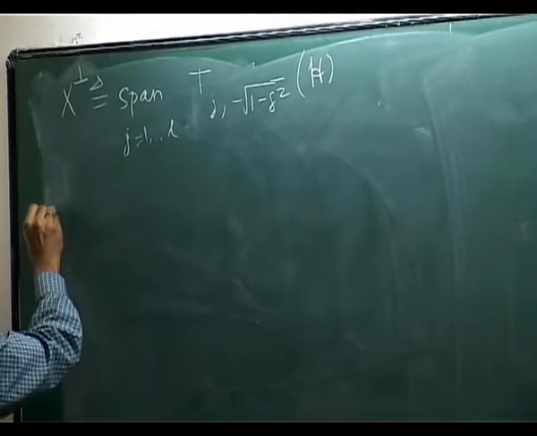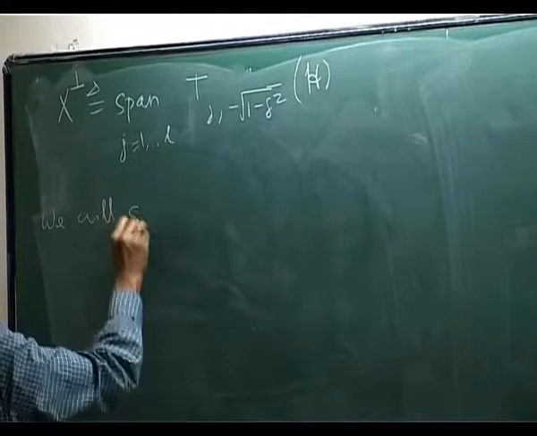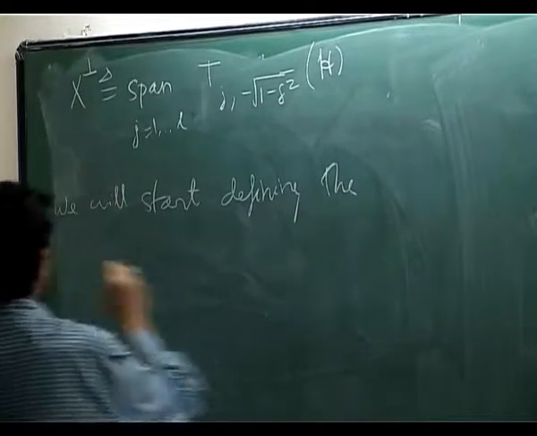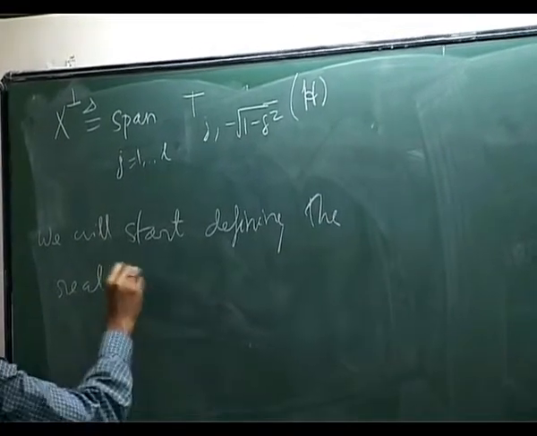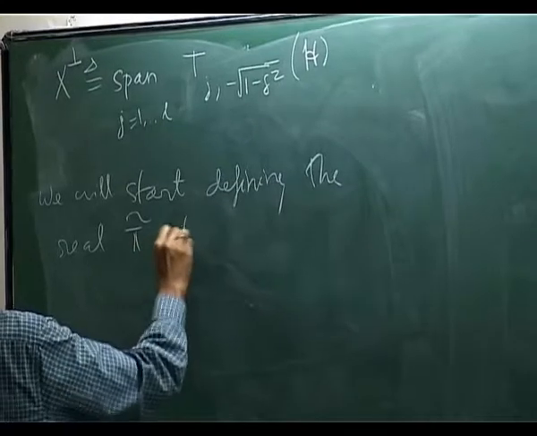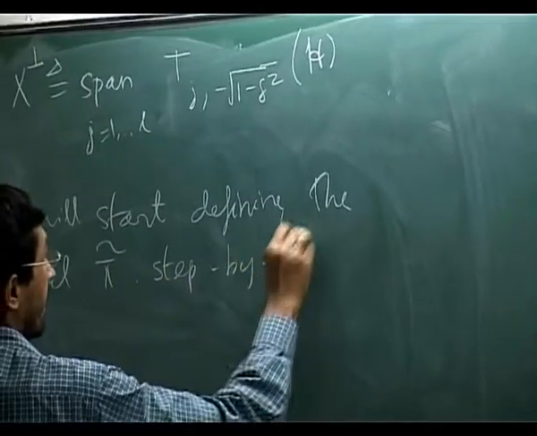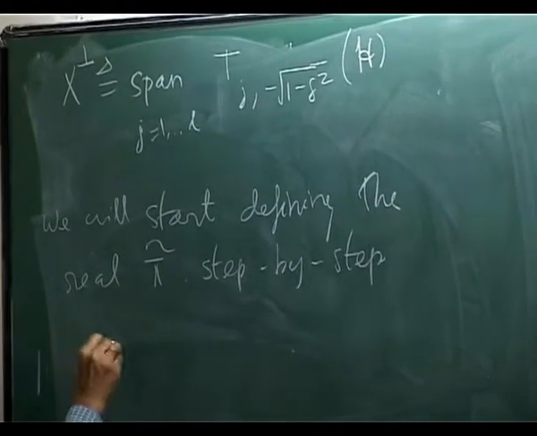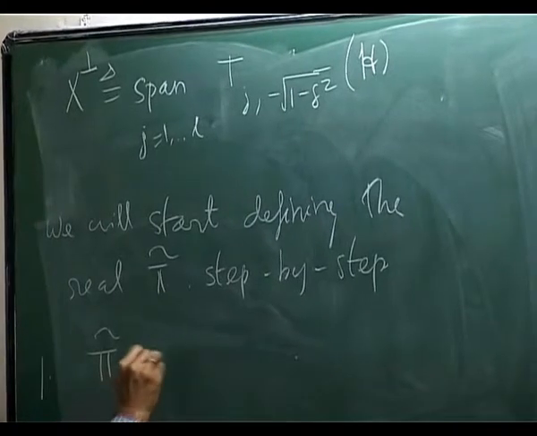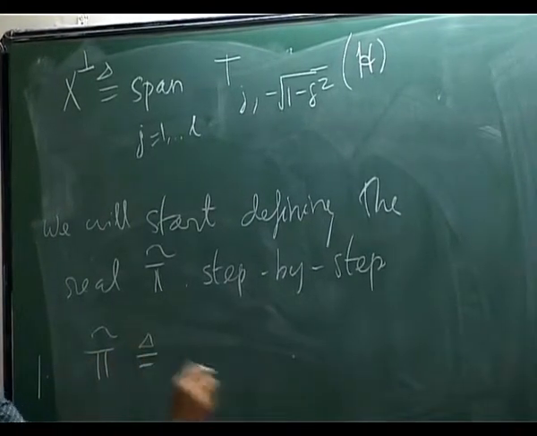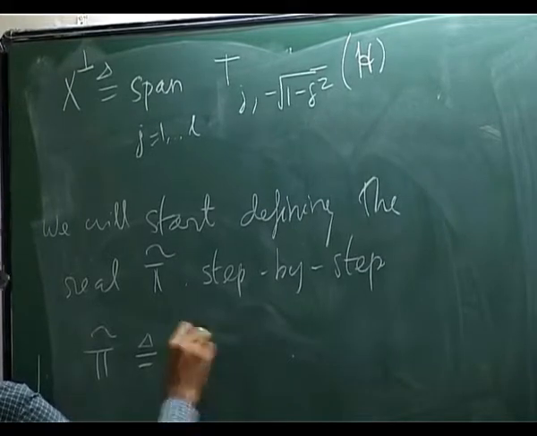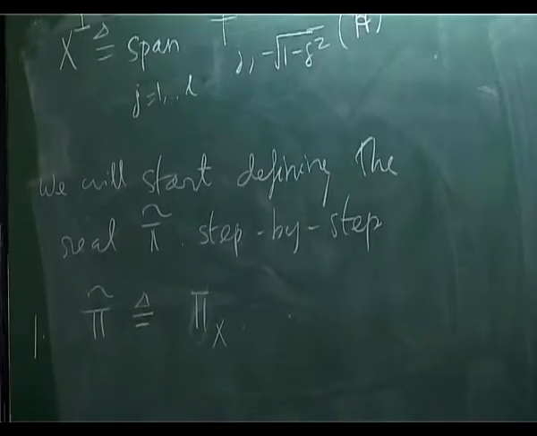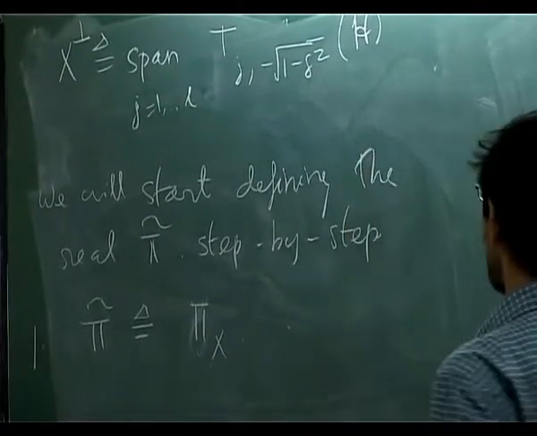so now we will start defining the real pi tilde step by step. Okay. So this is step one. Okay, not the final thing. Whatever. Projection onto X. Okay. It's not quite there, but this is the first thing. So we want the projection onto X.